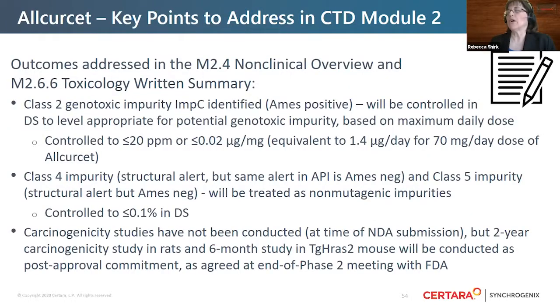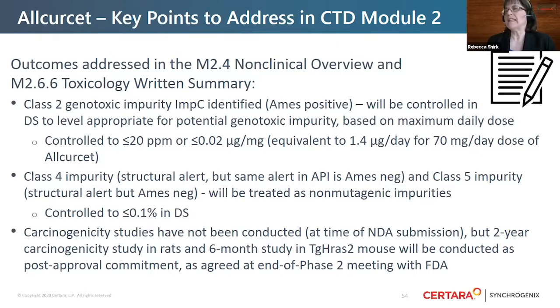So these outcomes for all 4 impurities were addressed in the module 2.4 non-clinical overview and the module 2.6.6 toxicology written summary. And the authors needed to carefully describe all of the impurities and state that the class 2 genotoxic impurity that was identified as Ames positive will be controlled in the drug substance to a level that's appropriate for a potential genotoxic impurity based on the maximum daily dose. The class 4 and class 5 impurities will be treated as non-mutagenic impurities and controlled in the drug substance to a level of less than 0.1%.